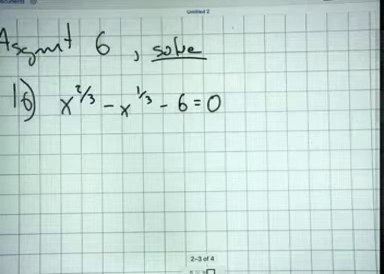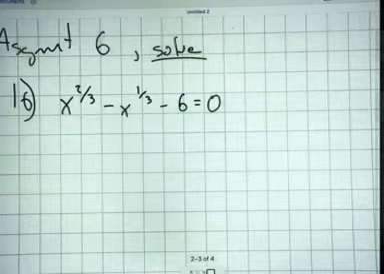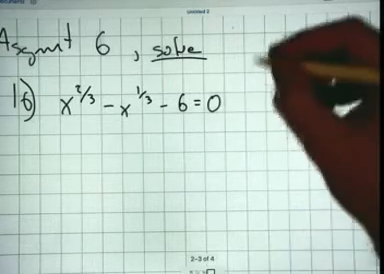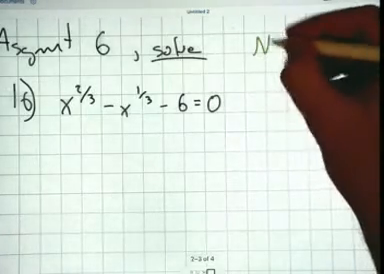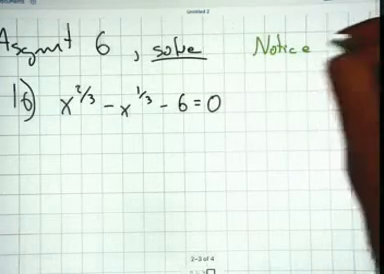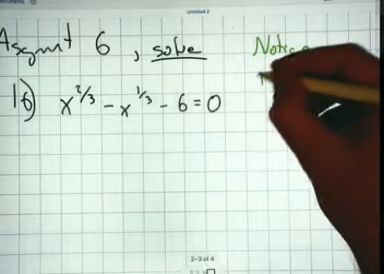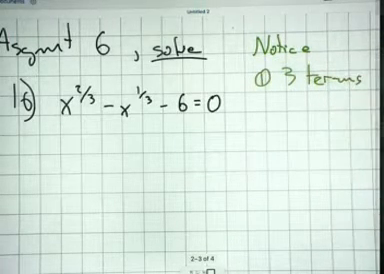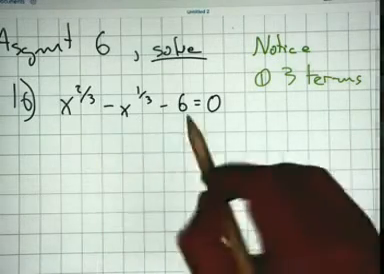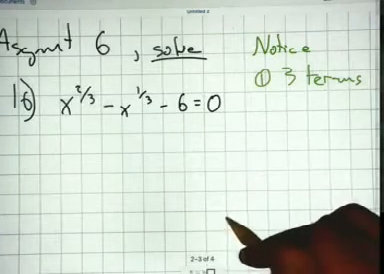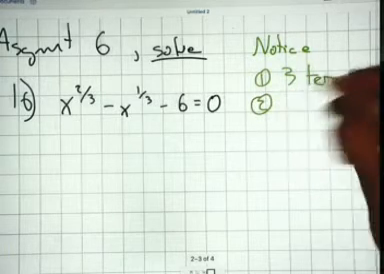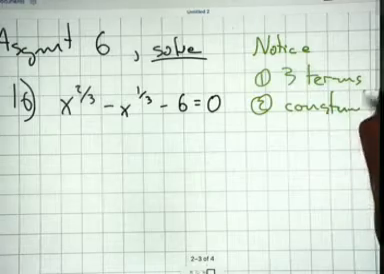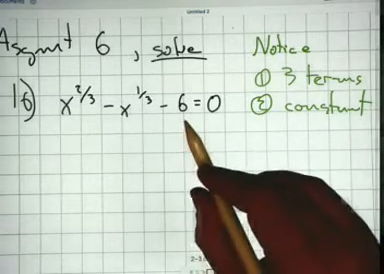So this is where you got to start looking for patterns. Here's what I notice. One, there's 3 terms. That's a little clue. 1, 2, 3 terms. Alright, so there's 3 terms. 2, there's a constant. That minus 6 is a constant.